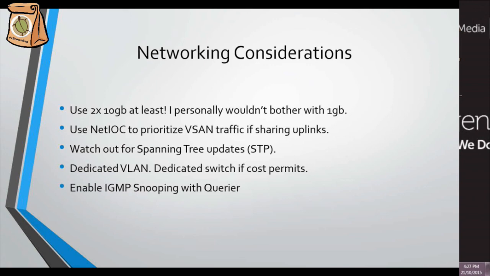If you're sharing uplinks, use Network I/O Control to prioritize vSAN traffic. There are plenty of articles out there that will show you how. I'm not going to go into details because this is very high level. And watch out for spanning tree updates. That's probably an oldie, but a very goodie. Spanning tree updates can ruin your vSAN connectivity and performance.